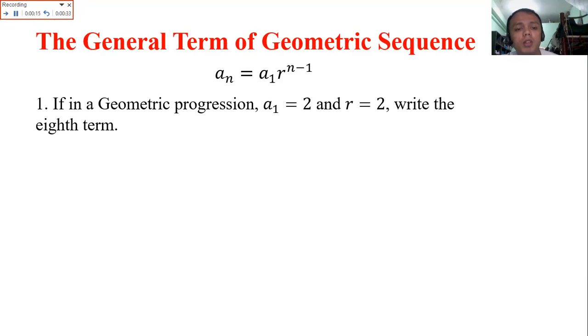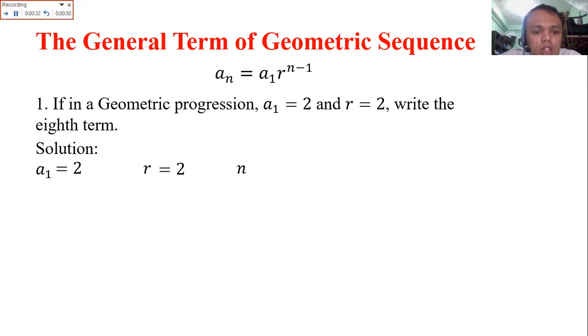If in a geometric progression, another term for sequence, a sub 1 is equal to 2 and r is equal to 2, write the eighth term. So what is the eighth term if our first term is 2? Solution: your a sub 1 is 2, your r is 2, then the number of terms is 8, since the 8th term is being asked.